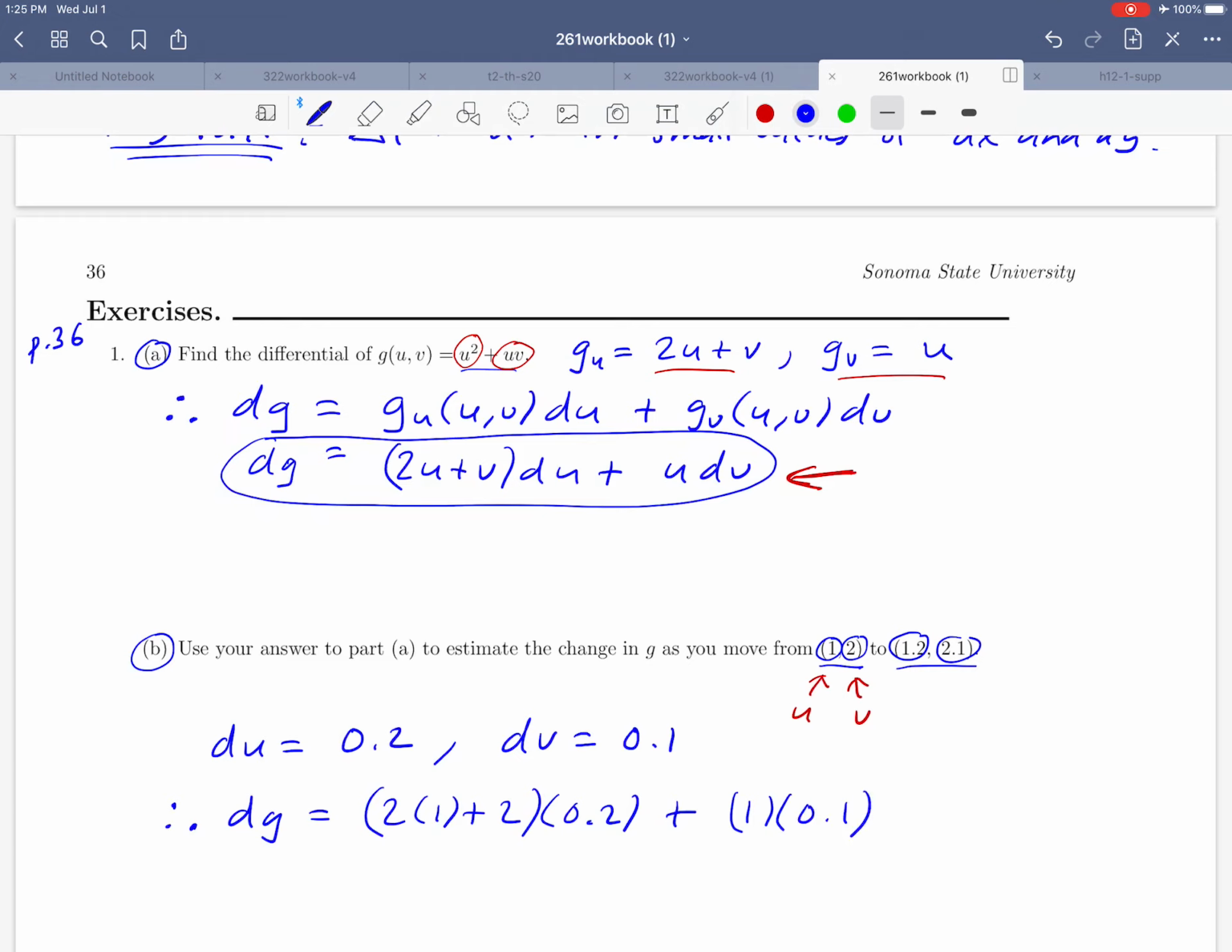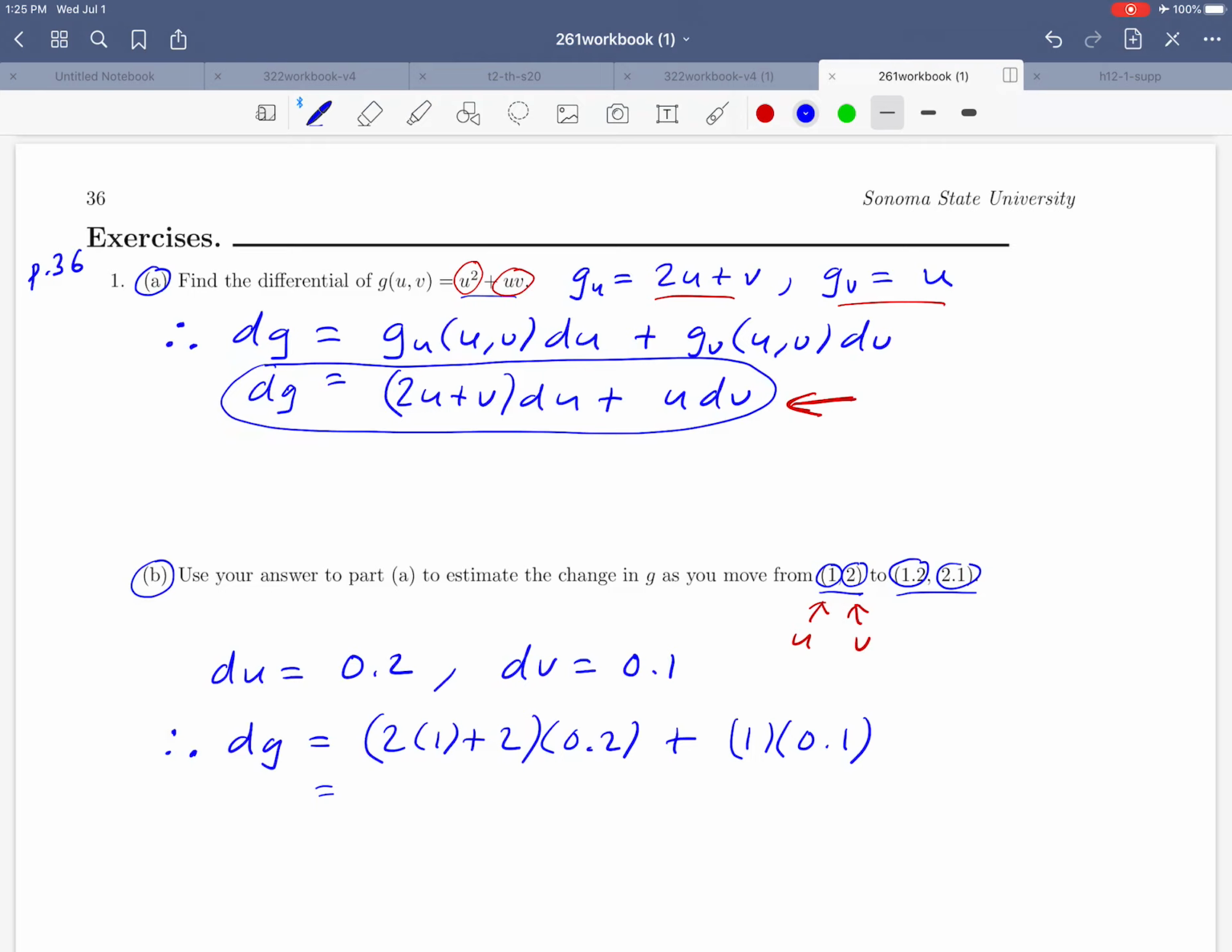And the rest is just arithmetic, figuring out what this is. So for the first term, 4 times 0.2 gives us 0.8, plus 0.1. Add those together, and we get 0.9. There's our answer, and again, that just represents the approximate amount that g is going to change if we move between these two points. And we are done with the problem.